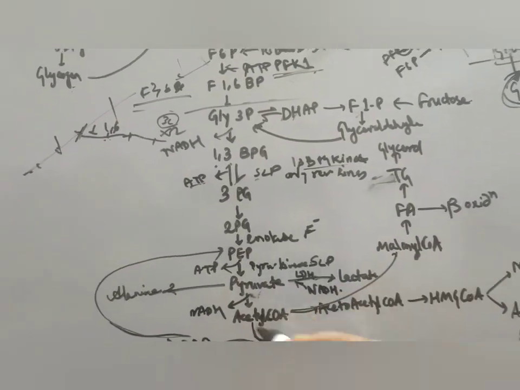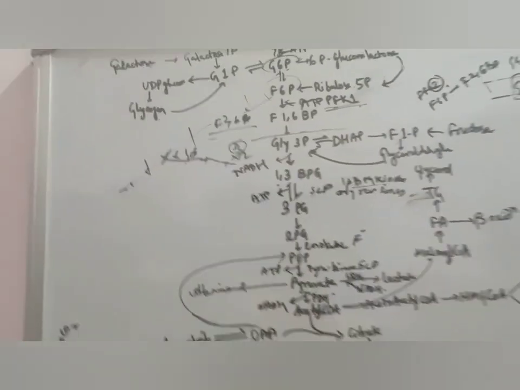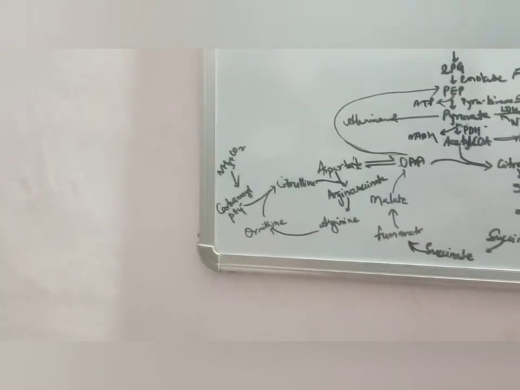Lactate dehydrogenase. And from pyruvate to acetyl coenzyme A is pyruvate dehydrogenase. Okay, and from pyruvate to alanine, what is that? That is known as SGPT. Sorry, yes, SGPT or ALT.